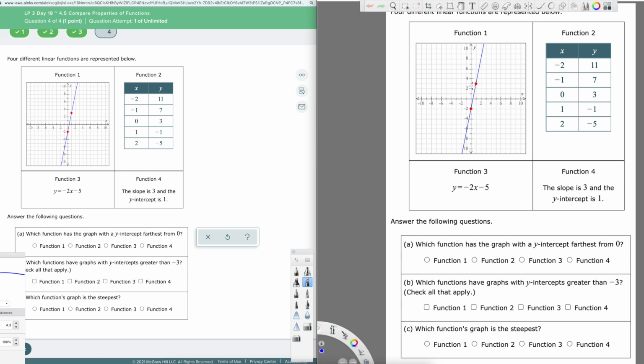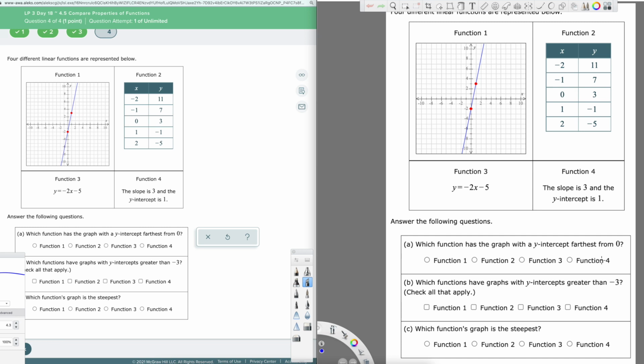So we have the same representation here, a graph, a table, an equation, and just kind of flat out information given to us. So which function has the graph with the y-intercept farthest from 0? So this is not saying which one is the greatest. Which one is the farthest from 0? So that could be negative or it could be positive. It's just the distance from 0, which one's the farthest.